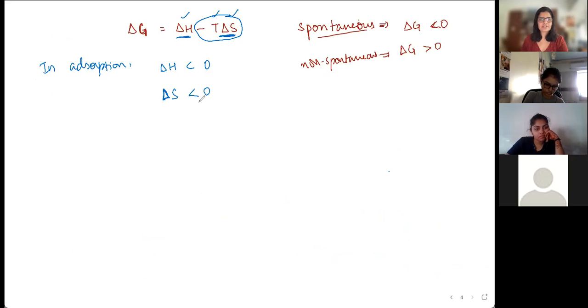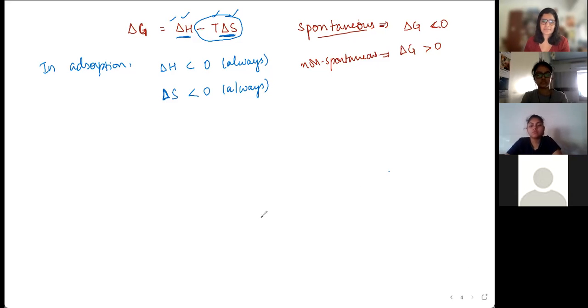So delta H in adsorption is always less than 0. Delta S is also always less than 0. When this is also negative, negative into negative, it becomes positive. So there it depends on the numbers, which number is greater. This is the mechanism of adsorption. It explains why adsorption happens and why it does not happen in all cases, at all temperatures. It's a trade-off of these three.